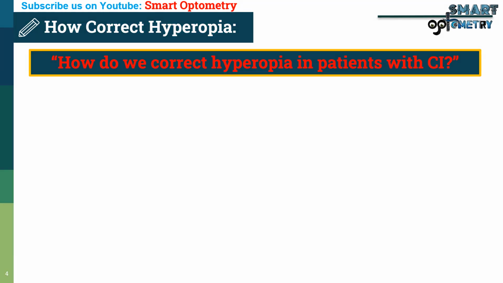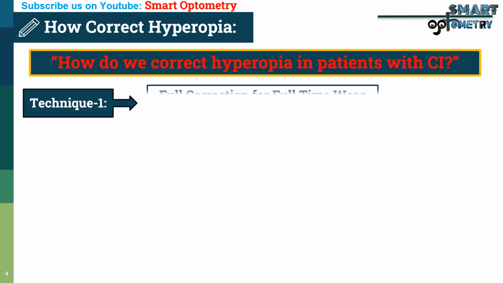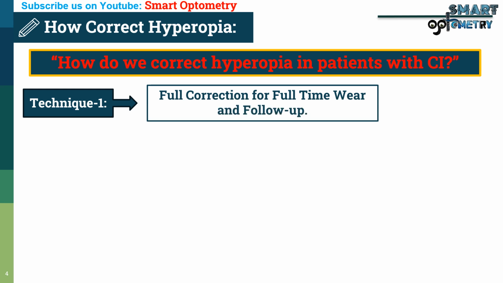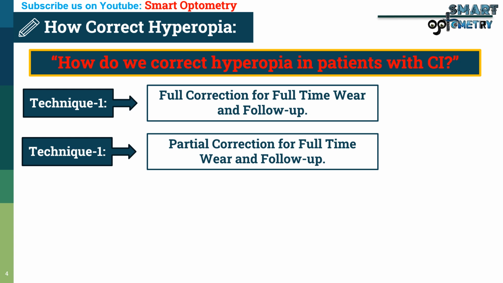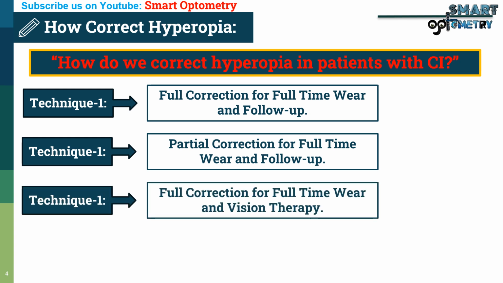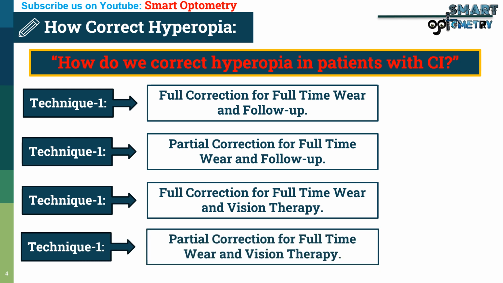Several techniques can be followed to correct hyperopia in convergence insufficiency. Let's explore 4 main approaches. Technique 1. Full correction with full-time wear and follow-up. Technique 2. Partial correction with full-time wear and follow-up. Technique 3. Full correction with vision therapy. Technique 4. Partial correction with vision therapy. Let's know details about all these techniques in coming slides.